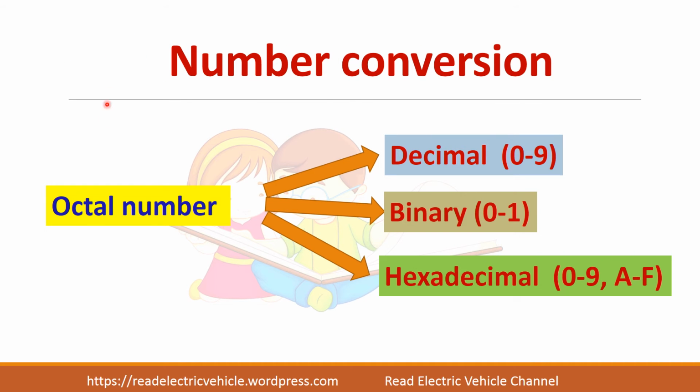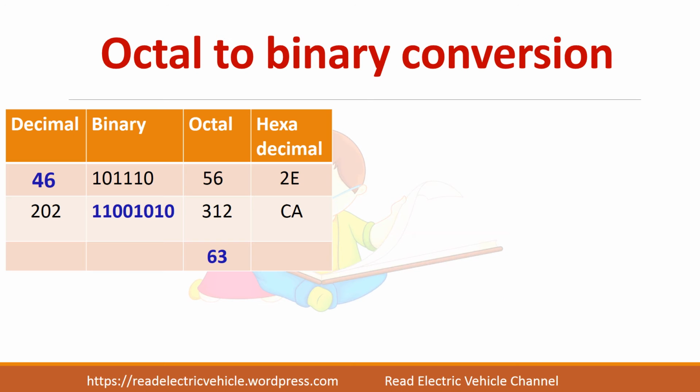Next we will see the next conversion from octal to decimal, binary and hexadecimal. When you are given any octal number or hexadecimal number, always first convert to binary. It will be very easy. Then you can convert to decimal. From binary to decimal conversion is easy. So always first convert the given octal number to binary number.